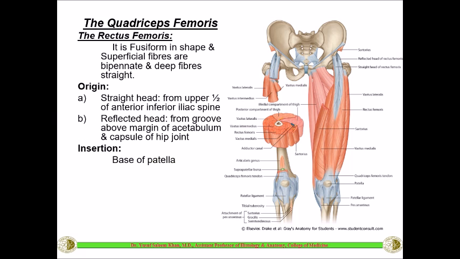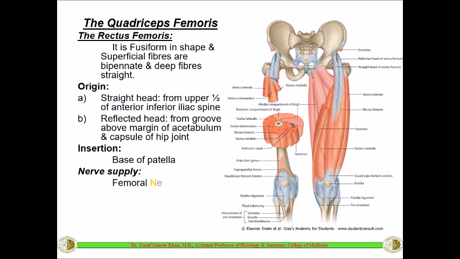The insertion of this muscle, as I said, all the muscles of the quadriceps femoris will get inserted to the base of the patella. If you see here, this is the patella. It is almost pyramidal in shape with the base directed upwards here, and the apex is directed downward. So this is a reverse pyramid like structure. So the base is on the top here. Okay, so this will get inserted to the base of the patella.